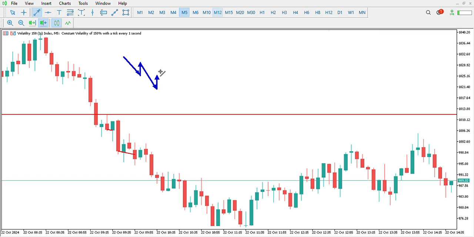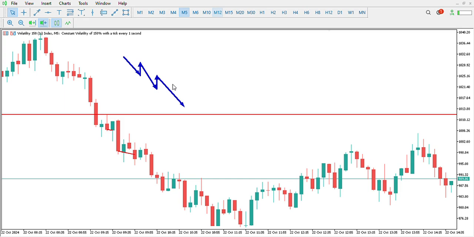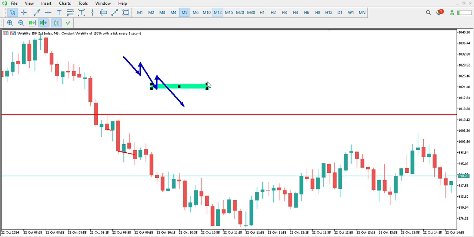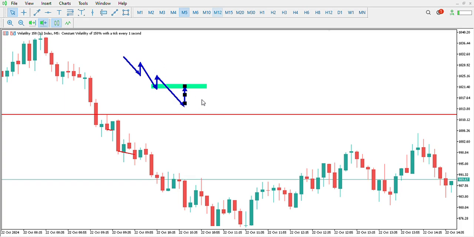So you are looking for this kind of setup. You come and take your entry here at your breaker block. This is a breaker block now. Here, there is a breaker block. So you are coming and taking your market entry here. You'll be selling from this point here. Stop loss goes up here. Take profit you can take at this low. Simple. That's how it's done.